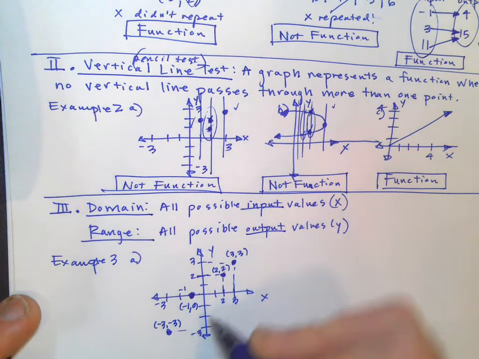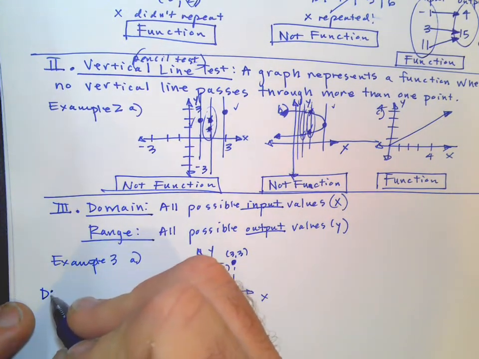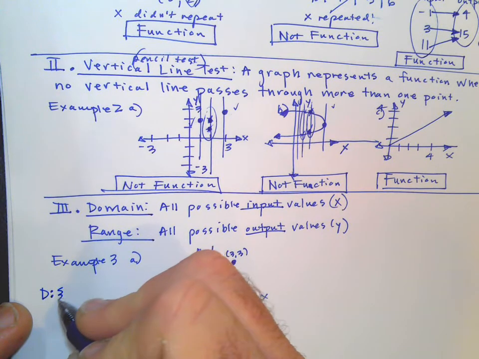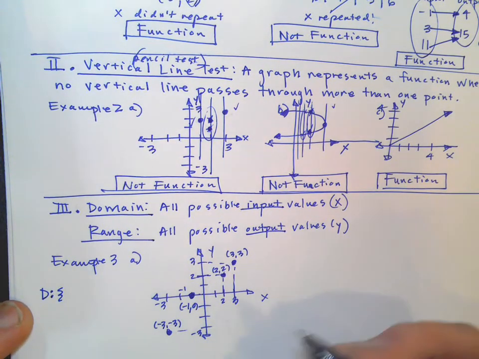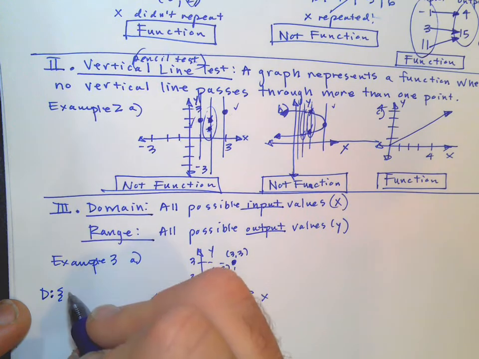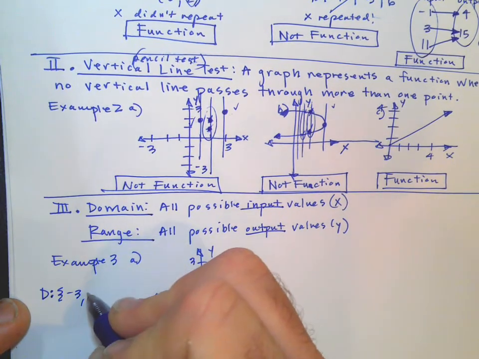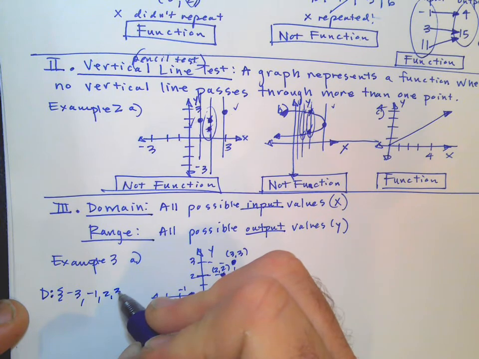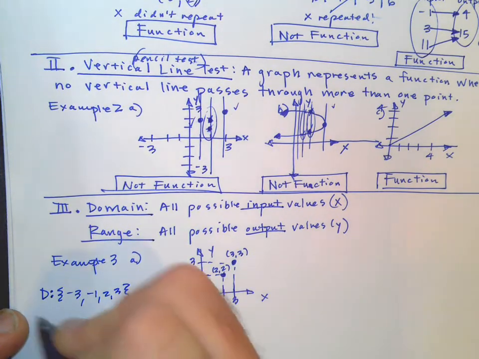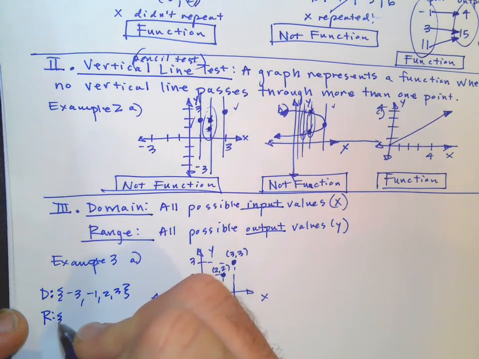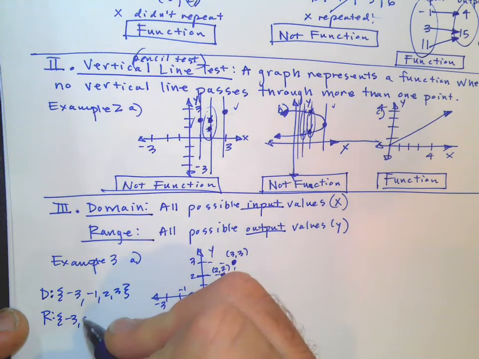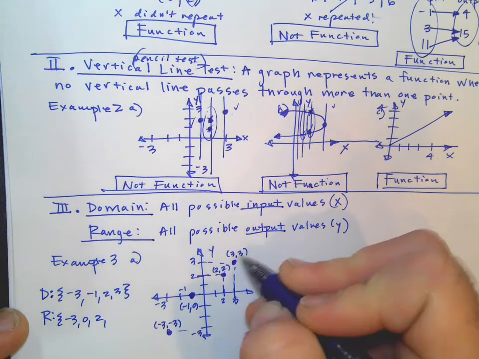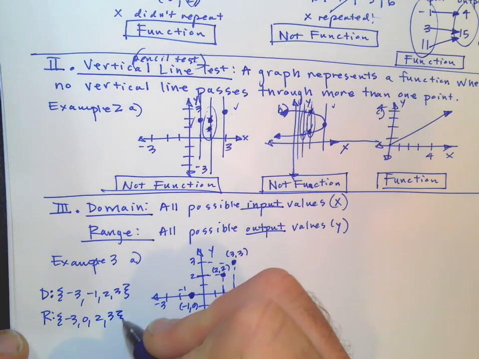So with these, it might be a little easier. For the domain, a lot of times, just to be a little lazy, we just write capital D. And if we're listing a bunch of individual points, we put them in curly braces. And we list them usually smallest to biggest. So these are the x's: -3, -1, 2, and 3. And for the range, we just use capital R. And it's all the y values: -3, 0, 2, and 3 in order. And that's it. That's your answer.